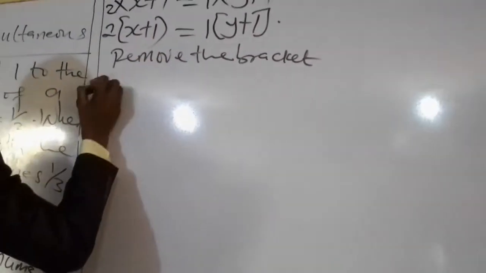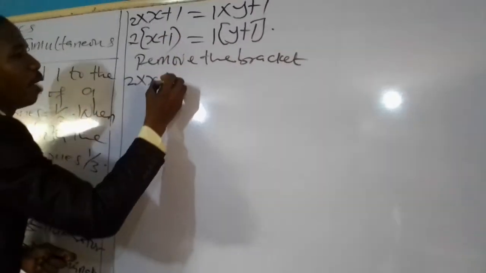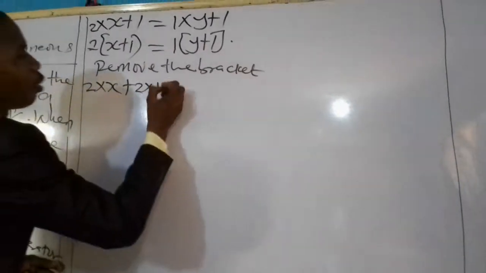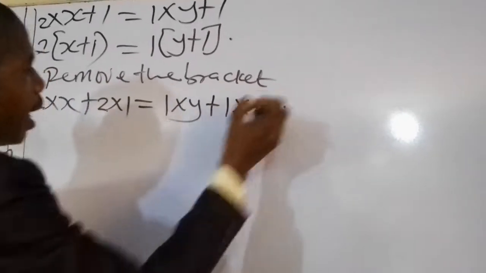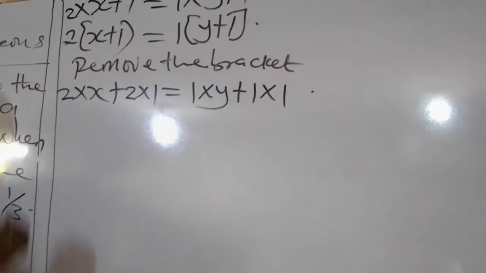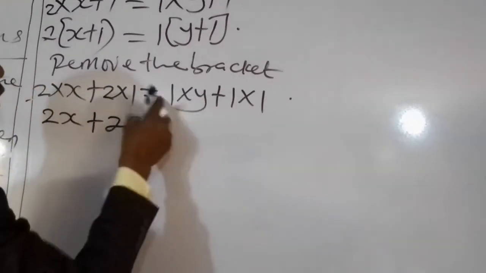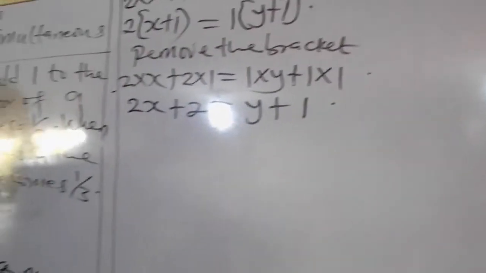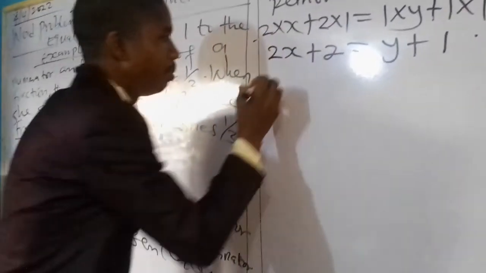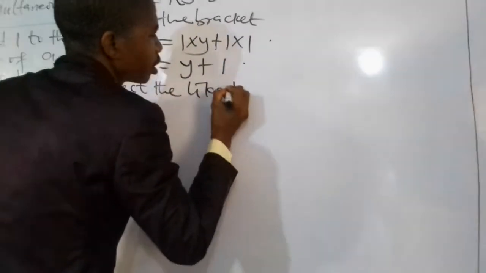That is 2 times x, 2x, plus 2 multiplied by 1, which is 2, equals 1 times y, that is y, plus 1 times 1, that is 1. So 2x plus 2 is equal to y plus 1. Then we collect the like terms.